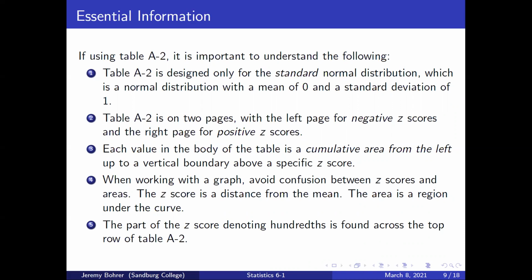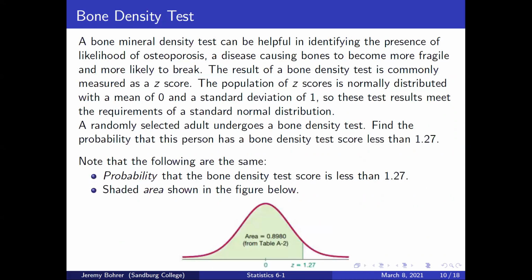Table A2 is on 2 pages, with the left page for negative z-scores and the right page for positive z-scores. Each value in the body of the table is a cumulative area from the left up to a vertical boundary above a specific z-score. When working with a graph, avoid confusion between z-scores and areas. The z-score is a distance from the mean. The area is a region under the curve. The part of the z-score denoting hundredths is found across the top row of table A2.